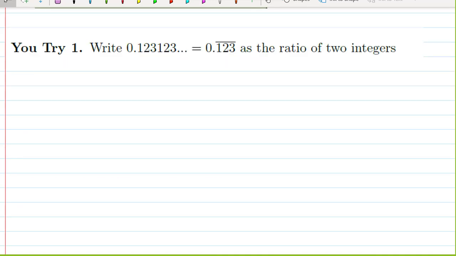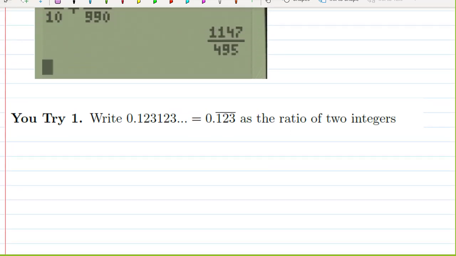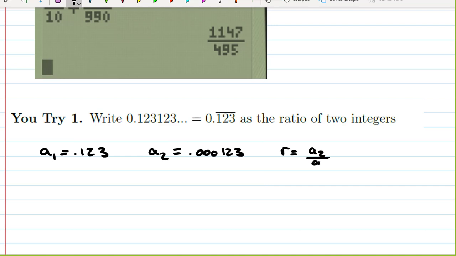So we start writing out a couple terms. If we write out our first sequence number, A1 is going to be 0.123, and A2 is going to be 0.000123, and our R is going to be A2 divided by A1, so 0.000123 divided by 0.123 is going to give us that R is 0.001.